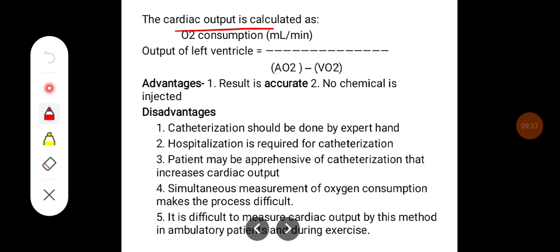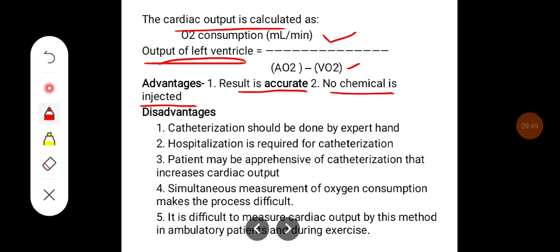Then cardiac output can be calculated as: the cardiac output from the left ventricle is equal to oxygen consumption in ml per minute divided by arteriovenous difference of the oxygen. Advantage of this method is that it is accurate. No chemical is injected into the body.